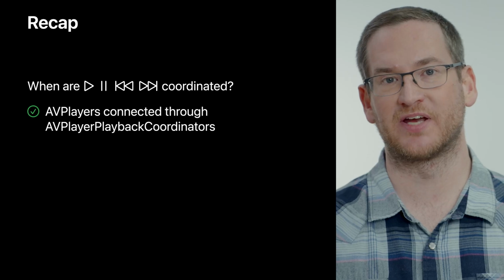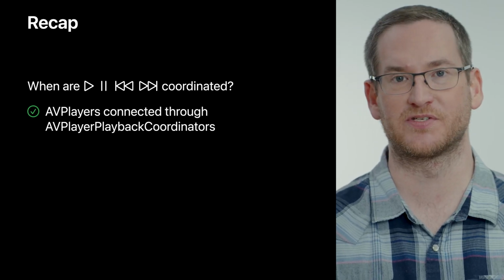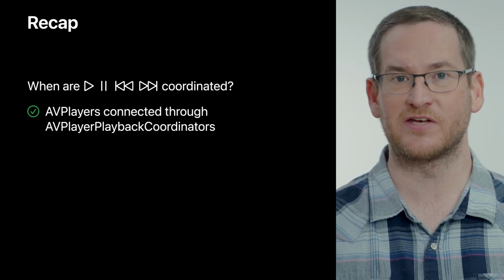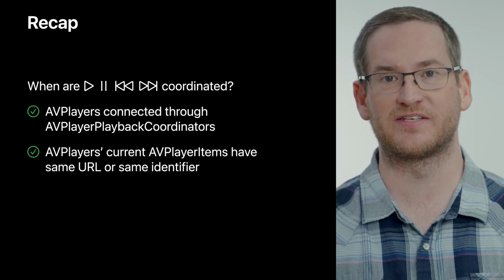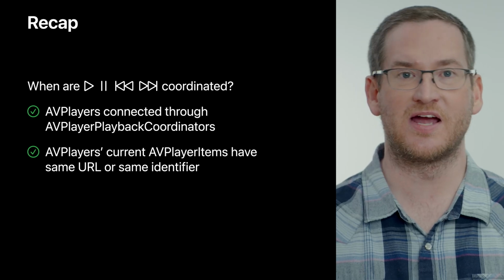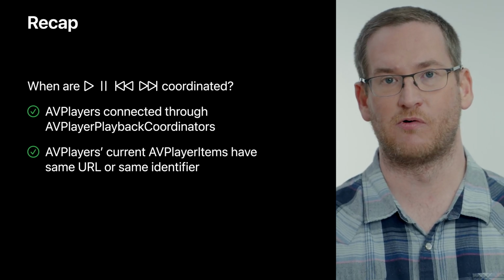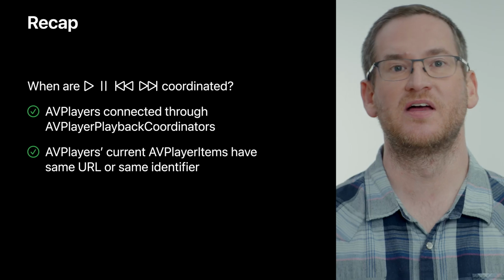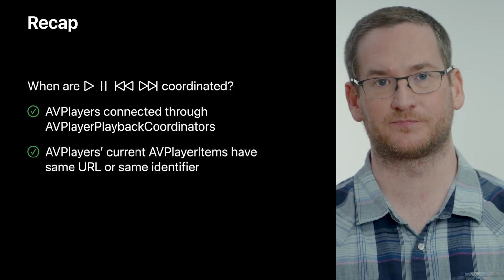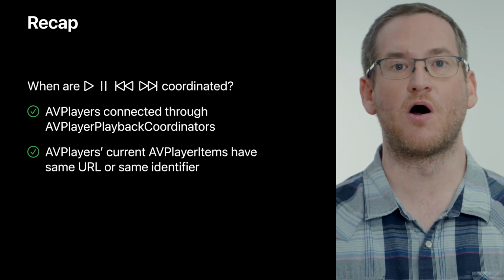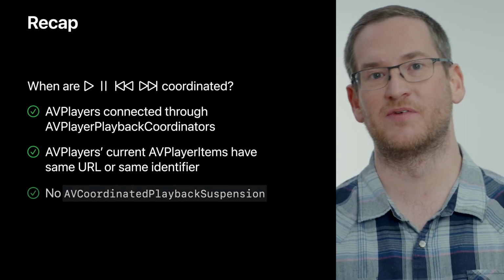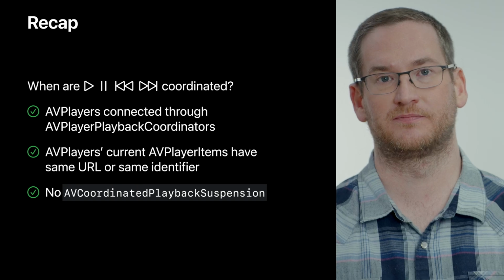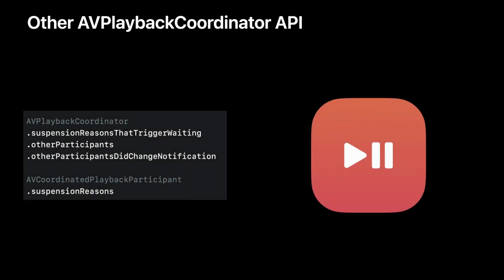Here's a summary of when AV player transport control commands are actually shared with other participants. First, you have to connect the AV player playback coordinator to other participants through a group session, as Hayden showed you at the beginning of the talk. Second, the AV player's current AV player item must have the same URL as the other participants' player items. Or, if you're providing your own identifiers, they must have the same custom identifier. Once an item is enqueued, all seeks and rate changes affect everyone in the group, except when you begin a coordinated playback suspension.